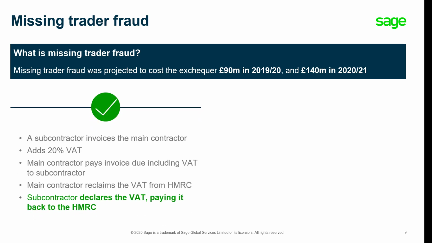Under normal circumstances, a subcontractor will invoice the main contractor adding on the 20% VAT. The main contractor will pay that invoice including VAT to the subcontractor. The main contractor can then reclaim the VAT from HMRC, and the key part being is the subcontractor then declares the VAT and pays it to HMRC.